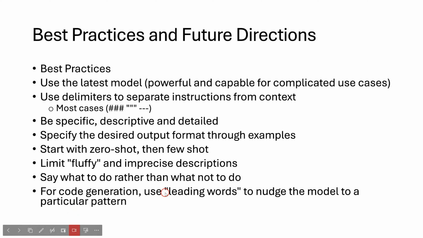And for code generation, use leading words to nudge the model toward a particular pattern. For example, for Python, use the comment hash or write a method like def followed by the function name. If you want JavaScript, write function name and curly braces, and it will understand you want a function in JavaScript, or in Java. So you have to provide those leading words so that the model will nudge itself to a particular pattern. So that's about the best practices. I hope you are good with this.